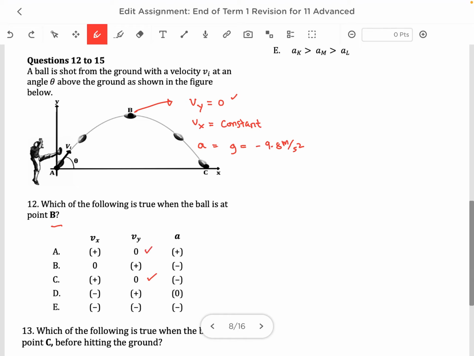Now the Vx is constant and the ball is actually moving, as far as the x-axis is concerned, towards the right, so therefore this is positive. So we have positive Vx and positive Vx also. So A and C are still acceptable. On the other hand, our acceleration should be negative 9.8 because again this acceleration due to gravity is always directed downward. So the correct answer is option C.